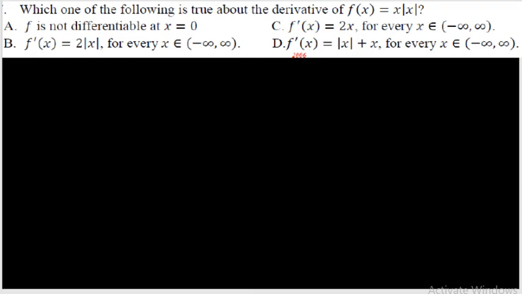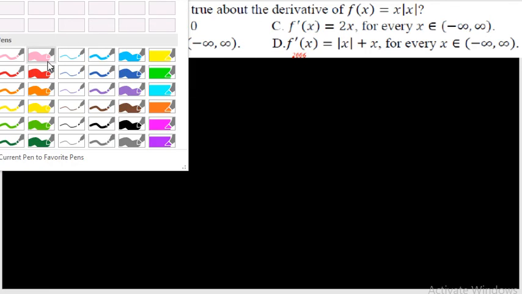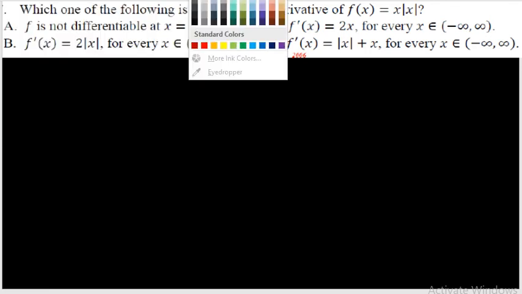For today, the first question, as you see here, says f of x is equal to x times the absolute value of x, and then we are asked to find the derivative. Actually, the question says which one of the following is true, and each choice talks about the derivative of the function f of x equals x times the absolute value of x.